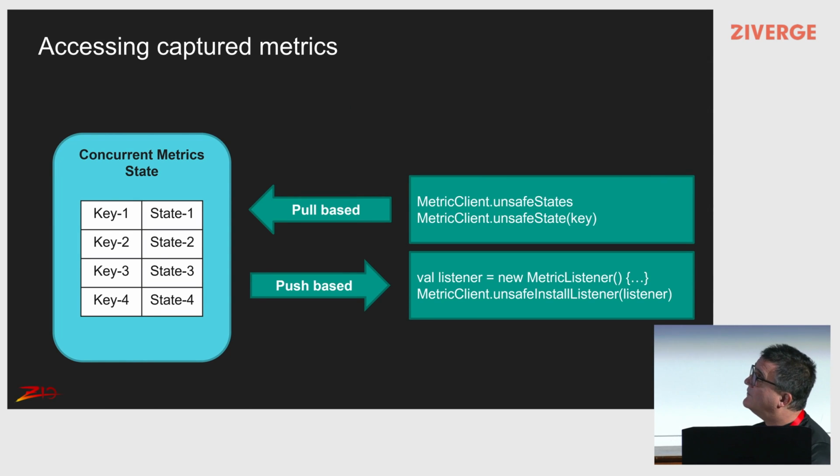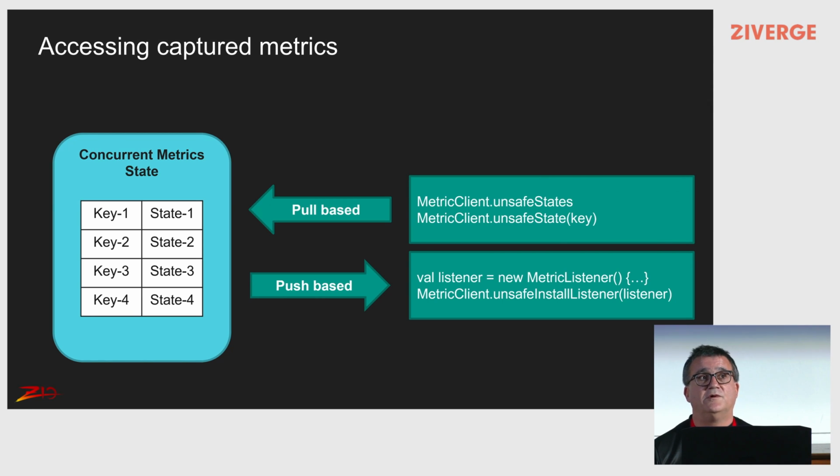So then, after we have captured all of these metrics, we have our concurrent state. Also within the ZIO core, we find the API to actually access the metrics. If we look at the particular backends, for example statsd and Prometheus, statsd requires a push-based interface. So whenever a change happens in our metric state, we need to push the changes to statsd.